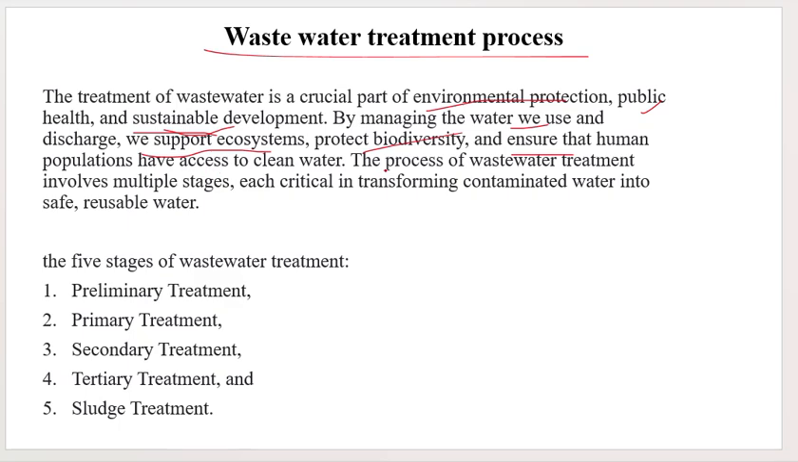Okay, the treatment of wastewater involves multiple stages, and each stage is very critical and very useful to remove the contamination from water and turn it into safe, usable water. There are five stages of wastewater treatment. The first stage is called preliminary treatment, then primary treatment, secondary treatment, tertiary treatment, and the last one is sludge treatment. Okay, so let's see all of these stages one by one.